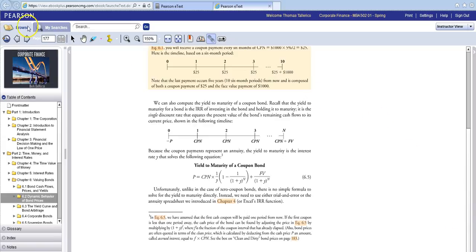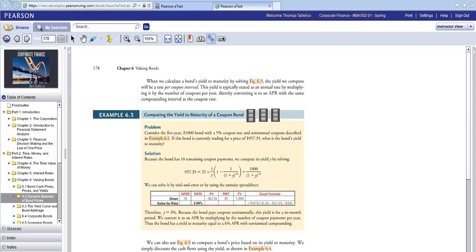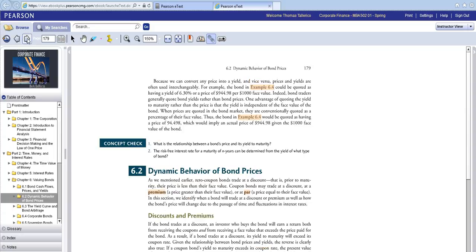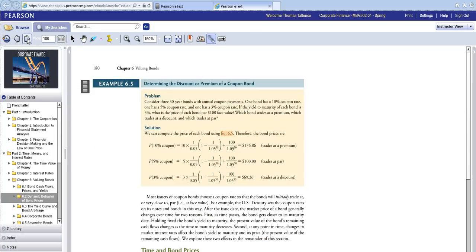And I got to change pages here. Give me a second. I believe it's on 180. Okay, so here's that question you had about equation 180.